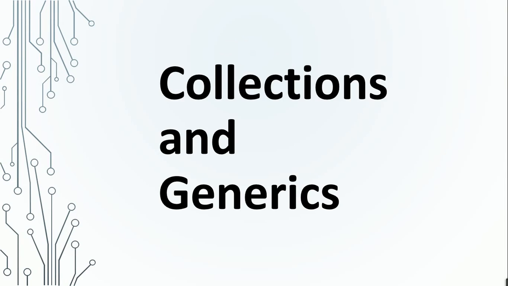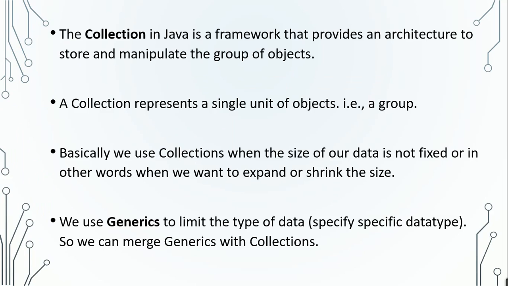So in today's video we will discuss collections and generics in Java. So let's begin. First of all, the collection in Java is a framework that provides architecture to store and manipulate the group of objects. Now a collection represents a single unit of objects as a group, and basically we use collections when the size of our data is not fixed, or in other words when we want to expand or shrink the size.